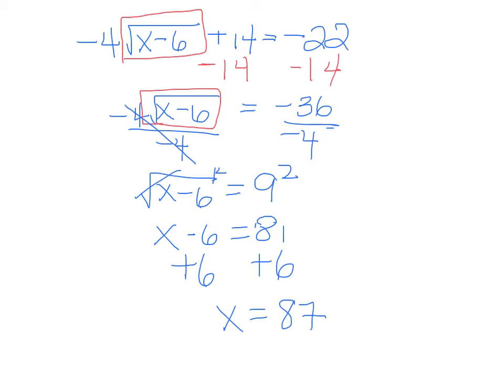Now I want to get in the habit of checking to see if our answer works. So we'll plug 87 back in. So 87 minus 6 is 81. The square root of 81 is 9. 9 times negative 4 is negative 36. Negative 36 plus 14 is negative 22. So this is indeed the right answer. Right? And so we'll do one more problem.